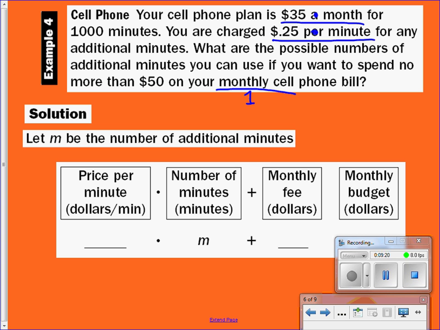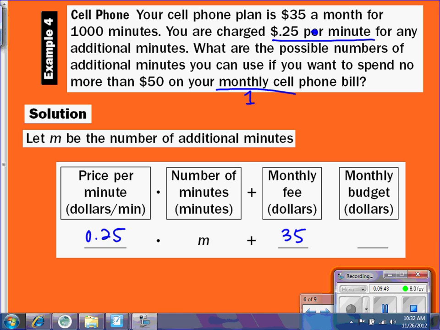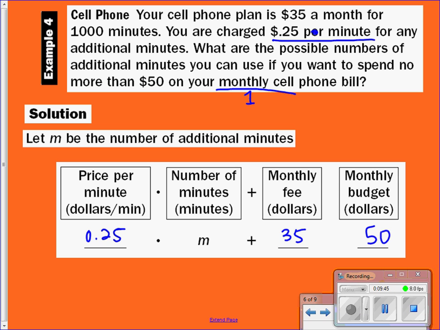So they're only talking about 1 month at a time. So my $35 is what I'm paying for the month for the 1,000 minutes. It's the 25 cents for each minute after that that I have to worry about. Now, I don't want to go over 50. So I've got 25 cents per minute, M, and my monthly fee of $35 for the month. Now, I don't want to go over $50. That means I need to be less than or equal to $50.